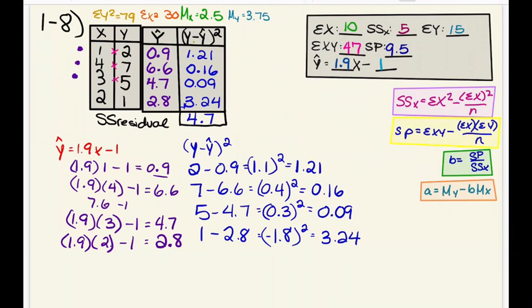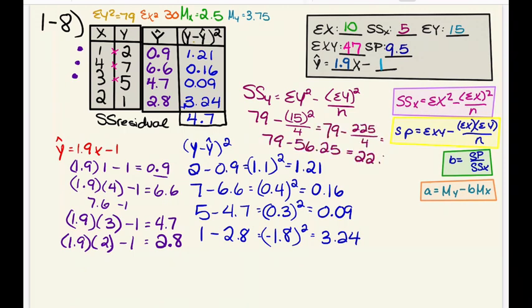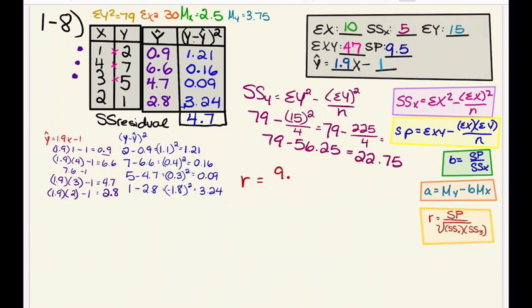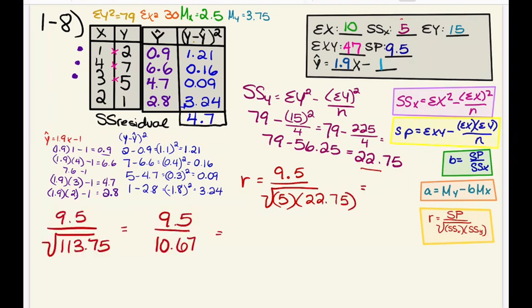Next, we'll find the sum of squares for y, which is the sum of y squared minus the sum of y, squared, divided by n. Now we can calculate our Pearson correlation for these data by taking the sum of products and dividing it by the square root of the sum of squares for x multiplied by the sum of squares for y.